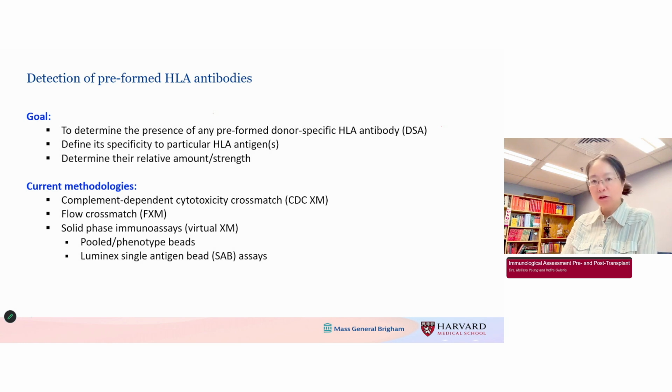We can use the physical cross matches, where we are actually assessing patients' sera with the donor cells, and/or the flow cross match, which is also set up in a similar way. Or we can use a bead-based assay where donor cells are not required, so you don't necessarily need to know who your donor is ahead of time.